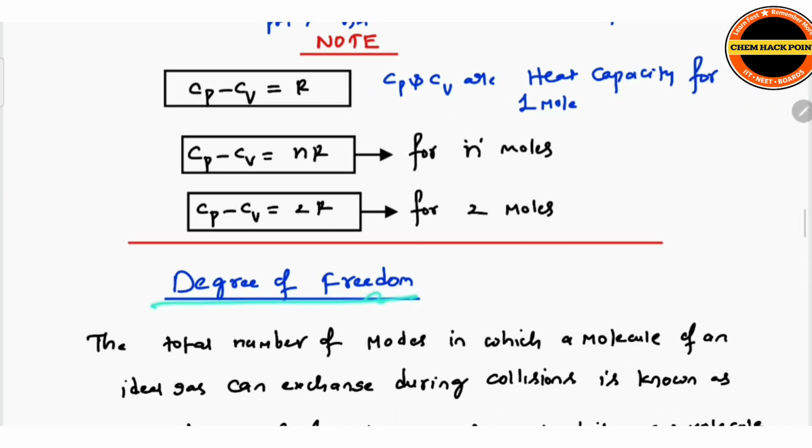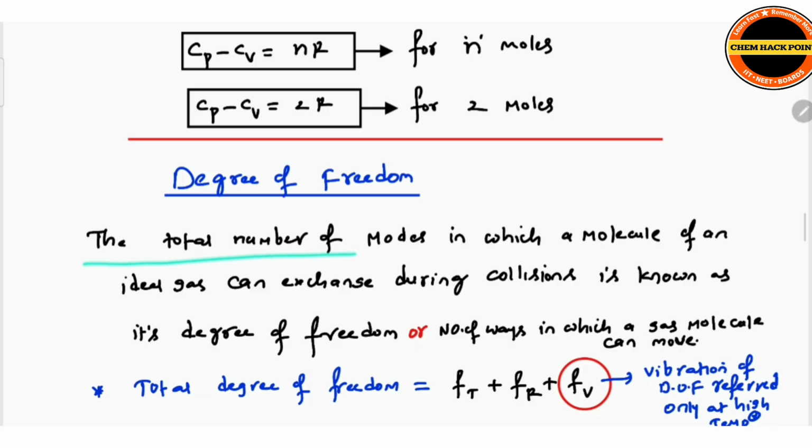Okay, and degree of freedom, you see here. Degree of freedom: the total number of modes in which a molecule of an ideal gas can exchange energy during collisions is known as its degree of freedom. Or in simple lines, the number of ways in which a gas molecule can move.